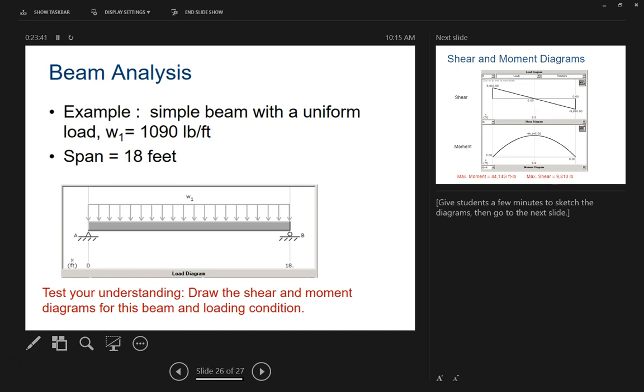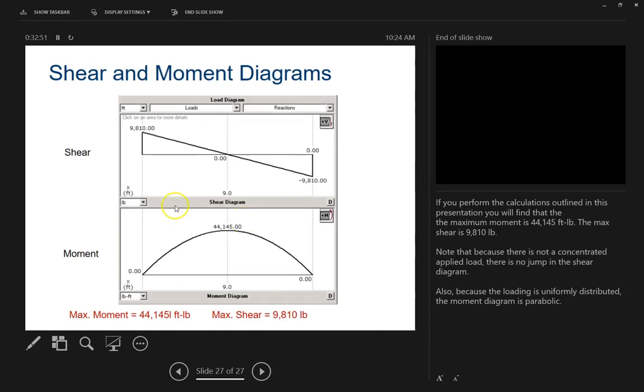Okay. So I'm going to pause the screencast here, and we're going to work on trying to figure out a simple beam with loading of 1,090 pounds per foot and a span of 18 feet. So we're going to go through these steps again. We see that with the 1,090 and 18 feet, we end up with this shear and moment diagram.